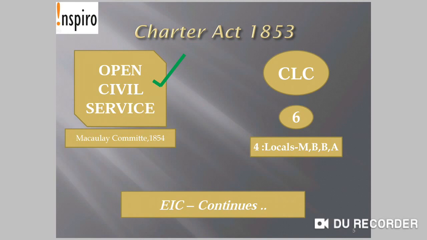And the legislative function of the Governor General of India was separated, and a new council was formed, that is the Central Legislative Council or Indian Legislative Council. It was a 6-member council. Out of that, 4 were locals and they were nominated by the Madras, Bombay, Bengal and Agra provinces. East India Company functions continued without specifying a particular date.